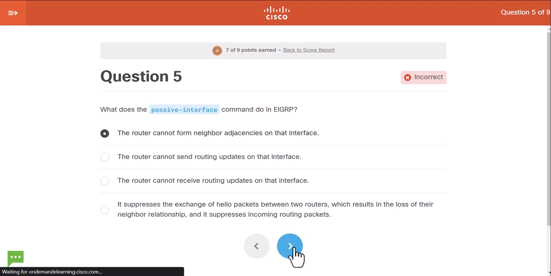Okay. And next question, where I was not that sure, the one in regards to the passive interface. The router cannot form neighbor adjacencies on that interface. Apparently, this is incorrect. The correct answer then must be it suppresses the exchange of hello packets between 2 routers, which results in the loss of their neighbor relationship. And it suppresses incoming routing packets. Okay, that should be the correct answers. I will now retake the test and just verify.